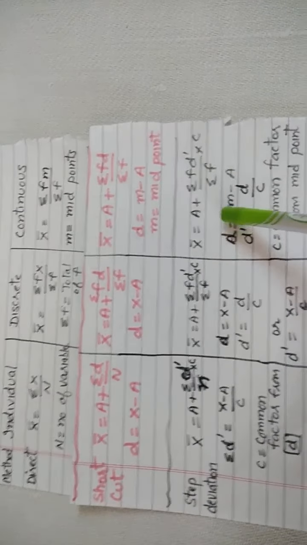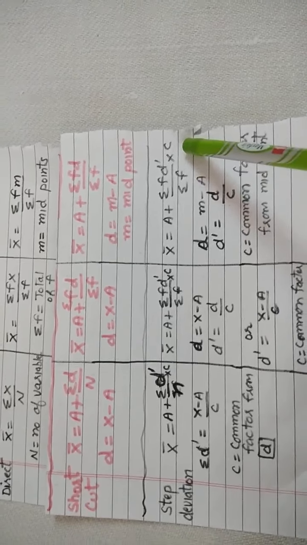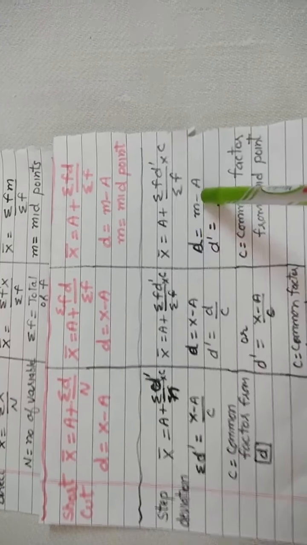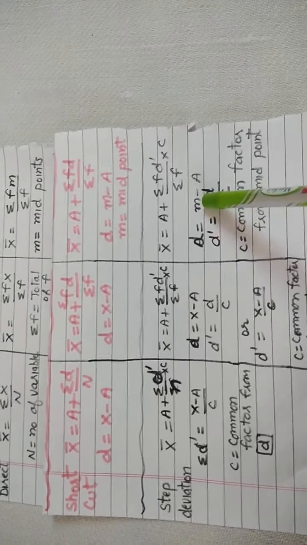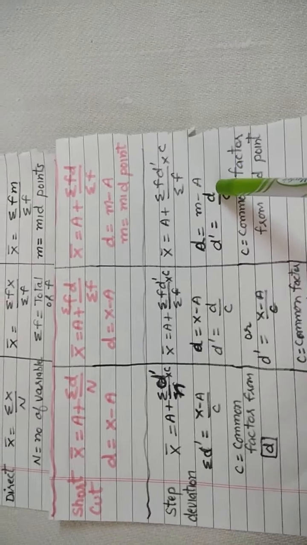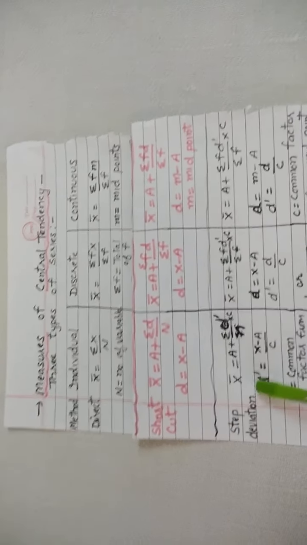Then for a continuous series, assumed mean plus summation of fd dash divided by f, into c, the common factor. Here d is taken from the midpoint. Assume one value from the midpoint, then take deviation by subtracting A from m, and d dash is d divided by c, the common factor, taken from the midpoint. So here are the formulas to calculate mean from a given series. Then we will do one example to clear all these formulas.